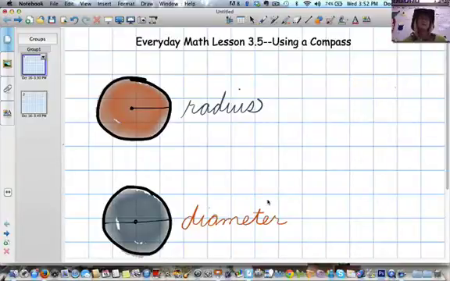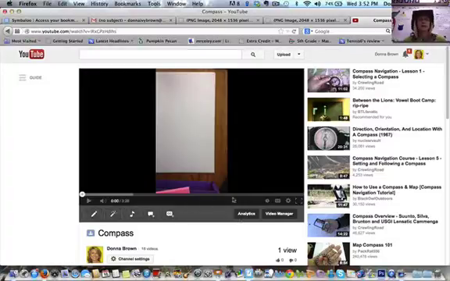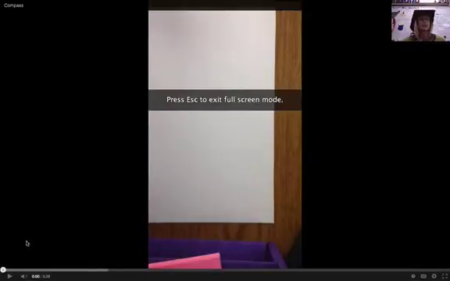So how do I use a compass? What does it look like? How do I operate it? And how do I use it to construct either a circle or a line segment? I'm just going to flip over here, and let's make this full screen. I'm just going to have you watch this.